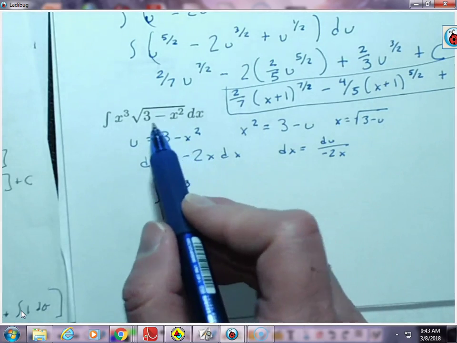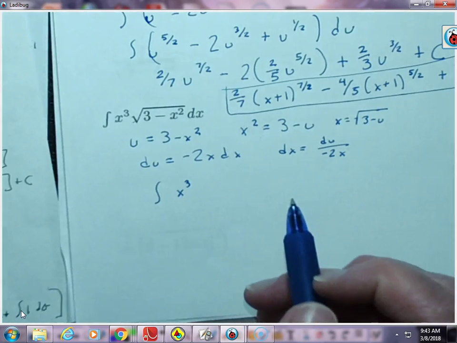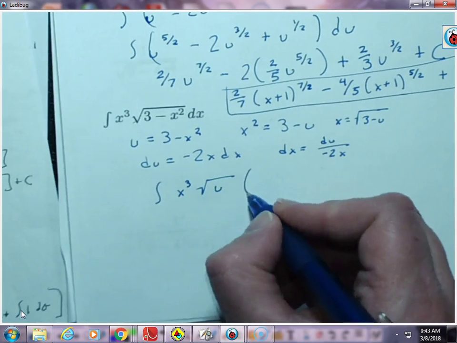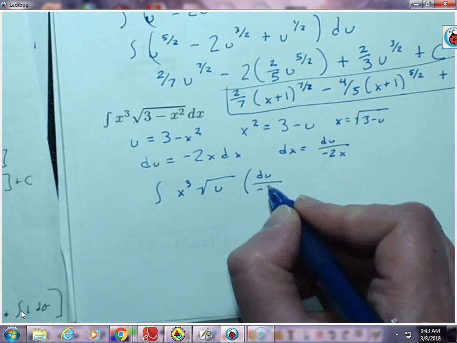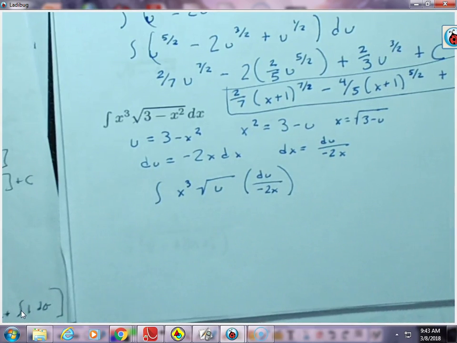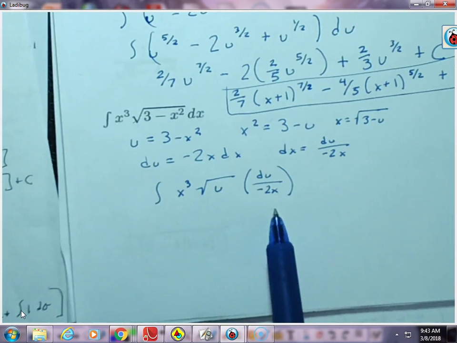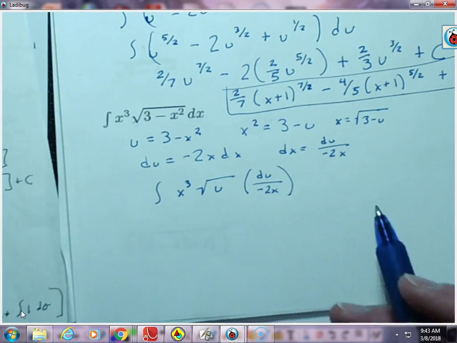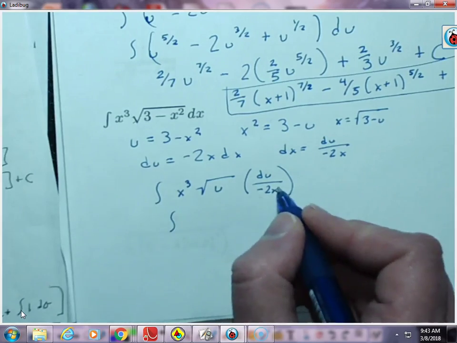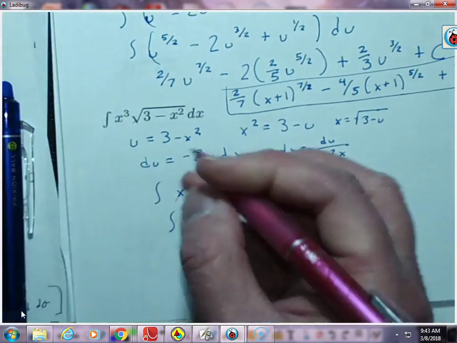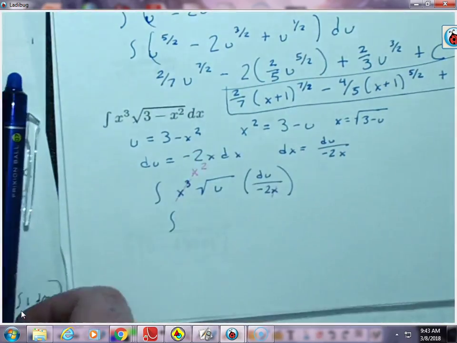And then, what's this square root of 3 minus x squared business? So that's the square root of u, and then my dx was du over negative 2x. Now, I can't be done till I replace all the x's with u's, but I canceled one of the x's, which makes the algebra a lot easier. So one of these x's can cancel. It'll still work if you don't do that. It's just, so this would be x squared.